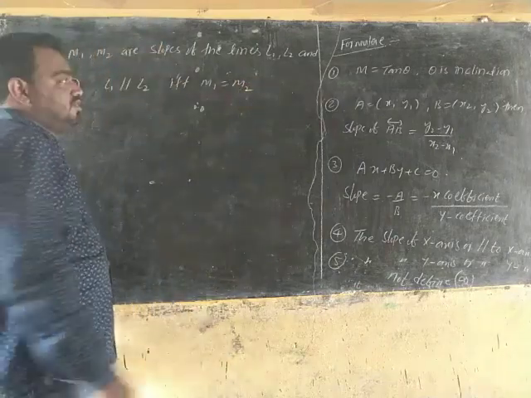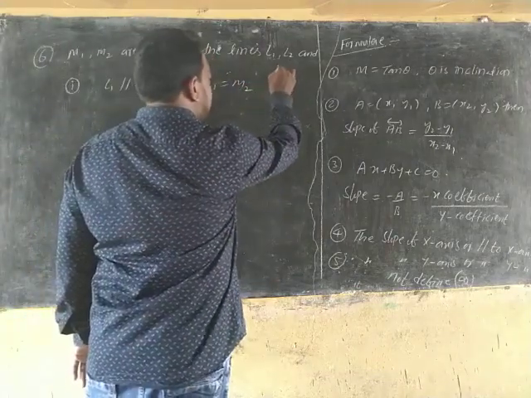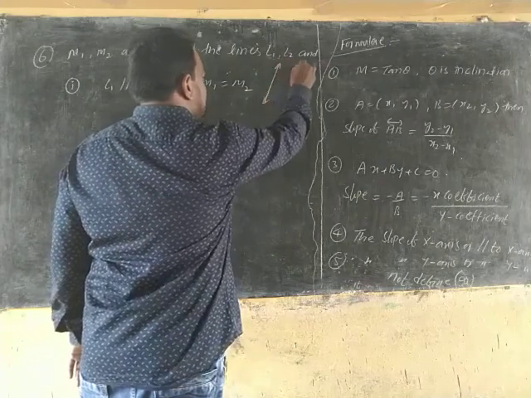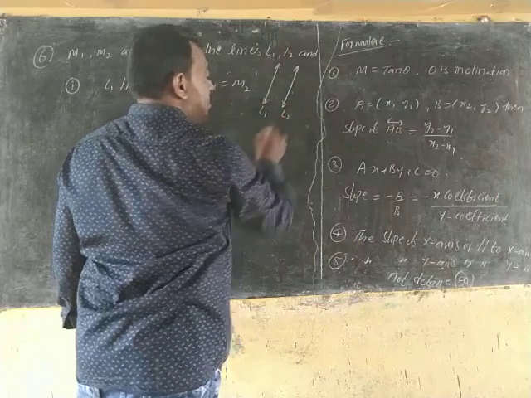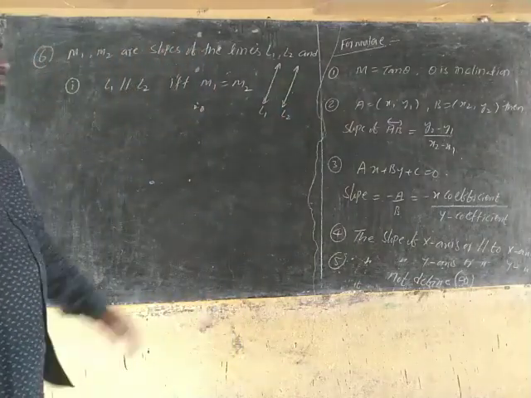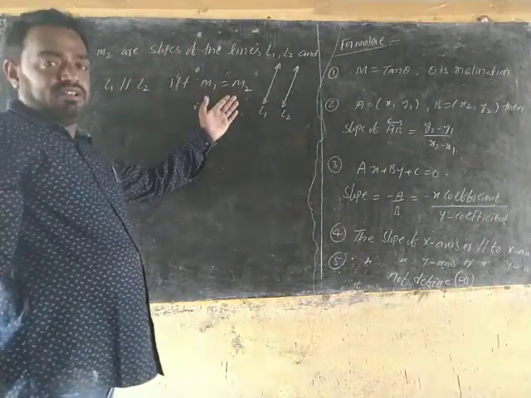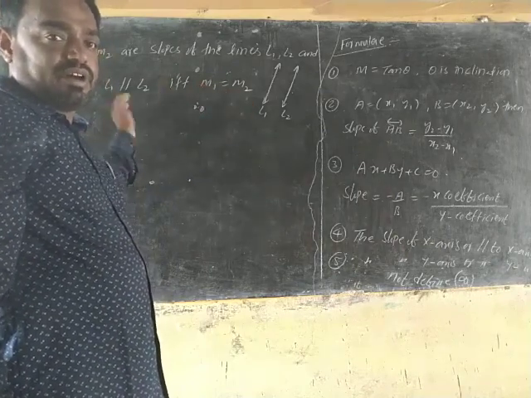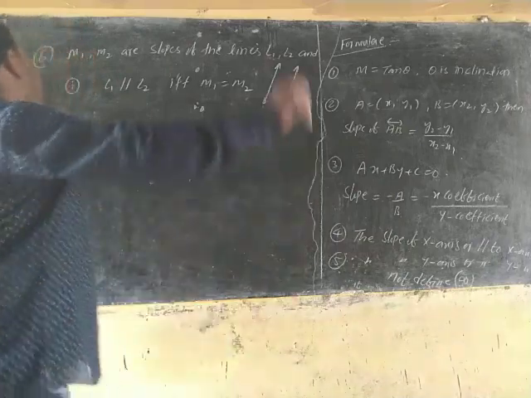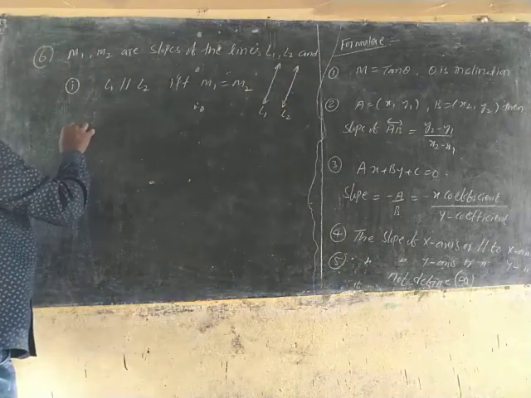That means if two lines L1, L2 are parallel, then the slopes are equal. If the slopes are equal, the lines are parallel. Remember this concept.